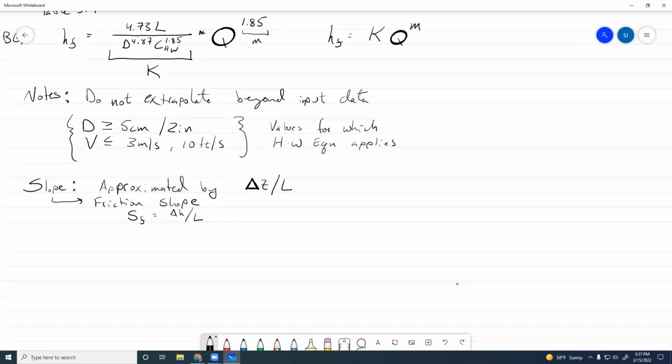And we gave an example of that, I think, last week, where we said the maximum head loss over this 2 kilometers of pipe is 2 meters. So you could calculate the friction slope as 2 meters of head loss over 2,000 meters of pipe. And that would give you your friction slope.